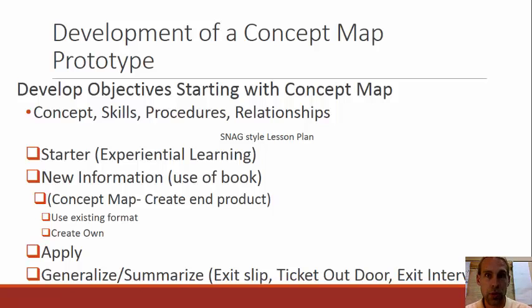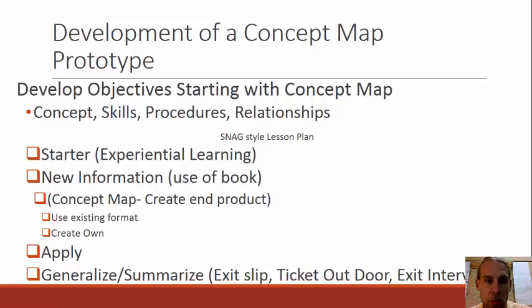I want you as a group to come up with a book that you all know. So you decide on a book that you want to use, and then you're going to create a SNAG style lesson plan. And this is my type of lesson plan here. So as a starter, I want you to create an experiential learning environment. So let's say you find a book on weather, okay? So you want to teach the concept of weather through literacy and whatnot.